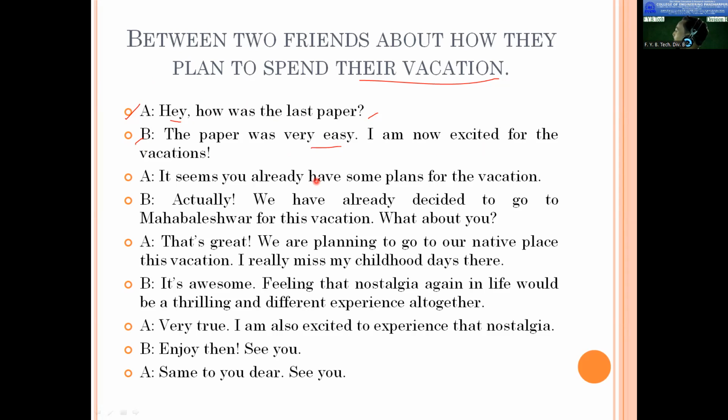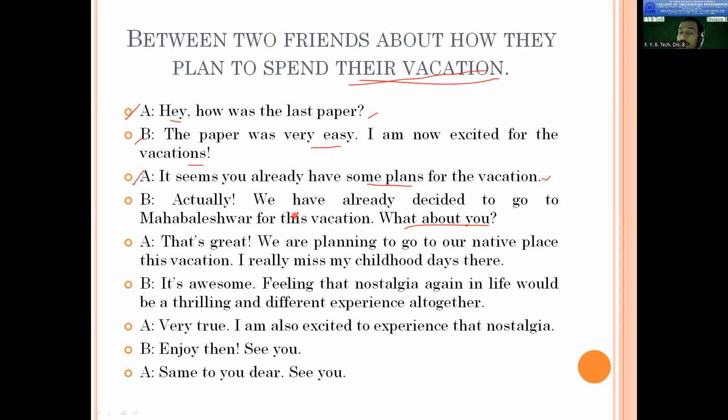So situation ला कसं करायचं, कारण इथं तर रिप्लाय काय अपेक्षित होतं की पेपर वॉज इझी आणि मग दुसरं कुठलं, आपल्याला काय सिच्युएशन आहे, स्पेंड देअर वेकेशन, सो दॅट वी वॉन्टेड टू ब्रिंग हिअर कॉन्व्हर्सेशन मध्ये आणायचं. सो आय एम नाव एक्साइटेड फॉर वेकेशन्स. देन नाव इट इज ए'ज टर्न. आता ए चा टर्न काय, बघा ए काय म्हणतोय, इट सीम्स यू ऑलरेडी हॅव सम प्लॅन्स फॉर वेकेशन. So depending upon his excitement, A says that you have some plan. Already you have decided to go to this place, this spot, something like this you have already planned. Then B says, actually, we have already decided to go to Mahabaleshwar for this vacation. What about you? आणि मग त्याचे काही some plans आहेत.